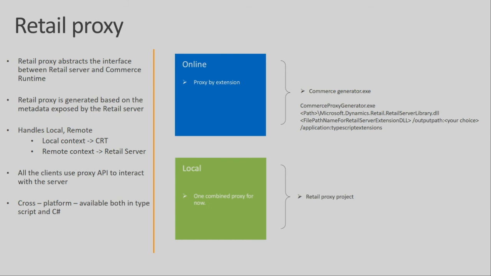For your extension also, it should work. For our code, it knows that if somebody clicks get customer, it knows which request to call and where to map it, whether online or offline. For your extension also to work both online and offline, you should extend the retail proxy.